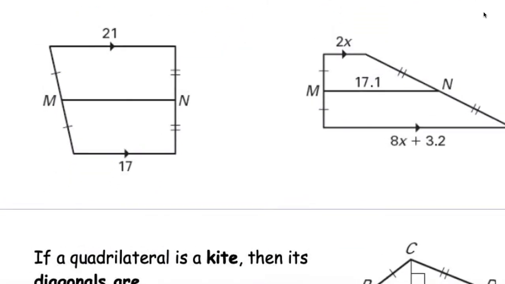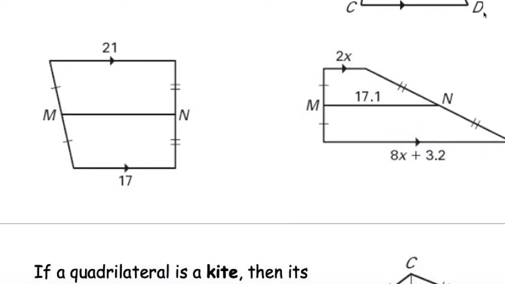This first one, we just have a basic question where it's just numbers. So we're going to be adding the bases together and dividing by 2, doing an average, and that will give me 19. So here the mid-segment is 19, and I know there wasn't instructions, but we were trying to find the length of the mid-segment.